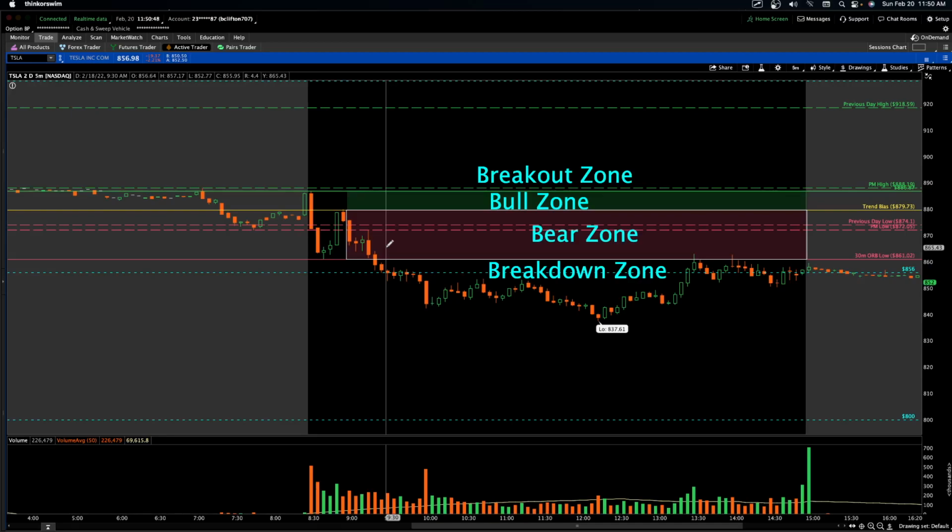Okay, you can also place it just above the high or just below the low of the day so far, where resistance has been met at that high and support has been met at that low.